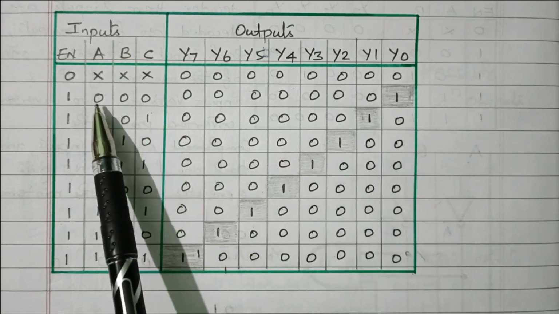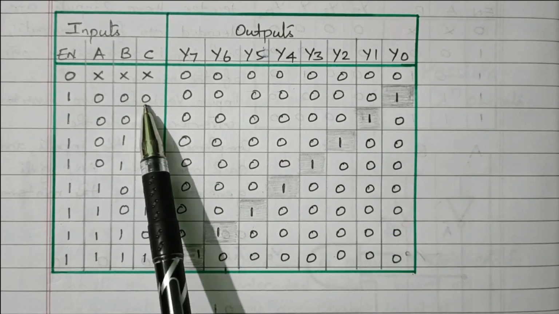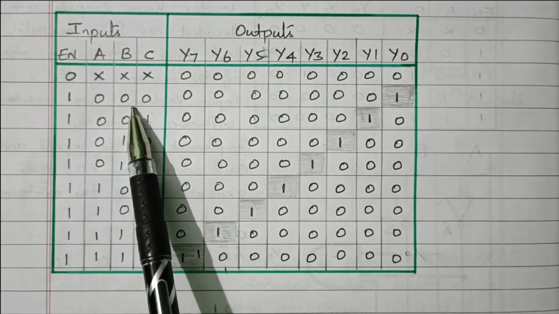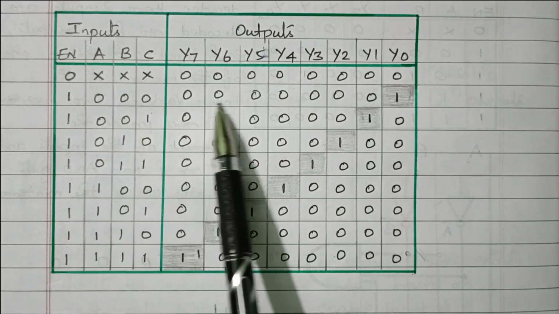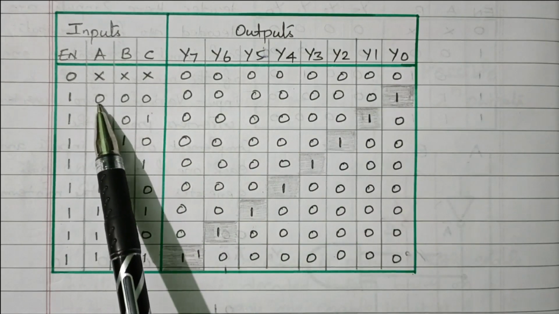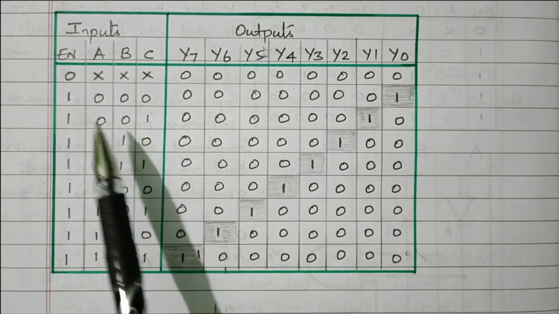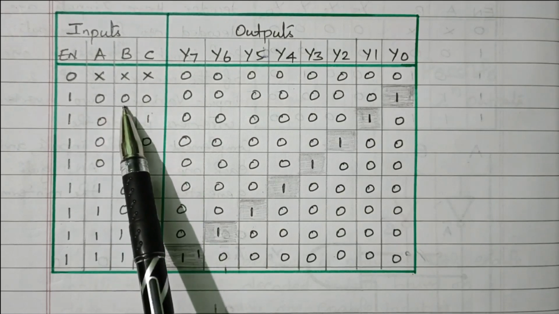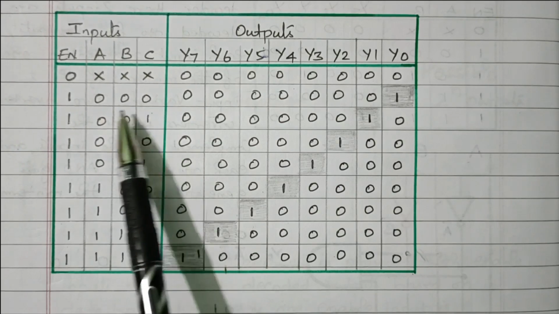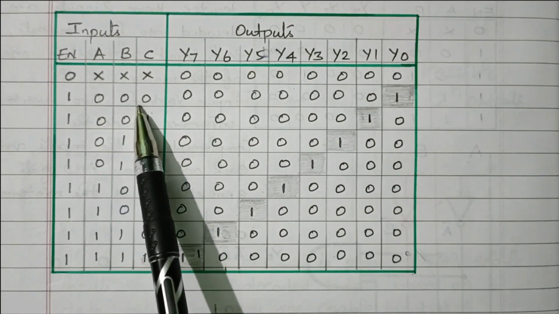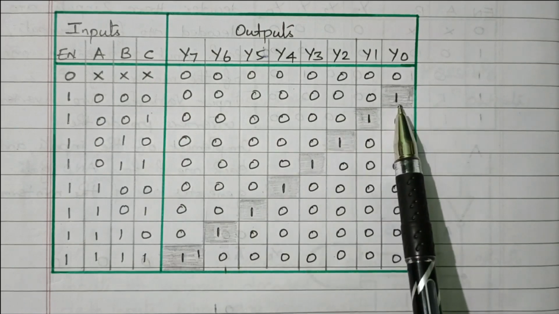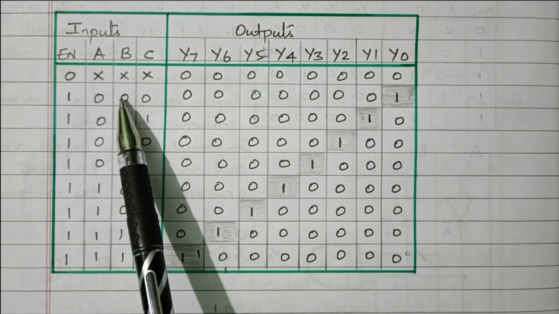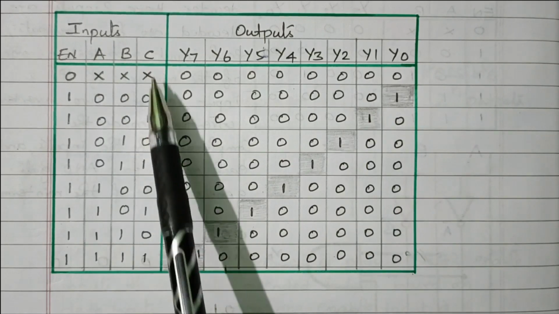For example, here A is 0, B is 0 and C is 0. One input is the enable. The remaining 3 inputs are A, B, C. If we connect A, B, C, we will get all 0. But we need to connect A bar, B bar, C bar. A, B, C all 0 means A bar will be 1, B bar will be 1, C bar will be 1. So automatically this AND gate will be enabled and Y0 will produce 1 as the output, right? 0 means we need to connect A bar. Here 0 means B bar. Here 0 means C bar.